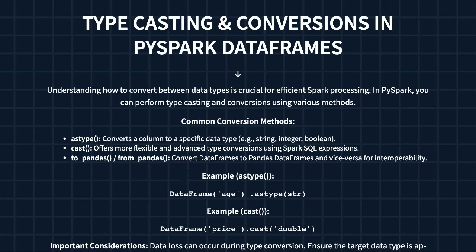Let's talk about how we handle different data types in PySpark DataFrames. It's really important to know how to convert between them, and there are a few key methods you can use. The most straightforward is astype, which lets you directly change a column's type, for example, turning a number into a string. Cast provides more powerful and flexible conversions using Spark SQL expressions. And if you need to work with pandas, we have functions like toPandas and fromPandas to easily switch between the two frameworks. Just keep in mind that when converting data types, there's always a possibility of losing information, so make sure your target type is suitable for the original data.